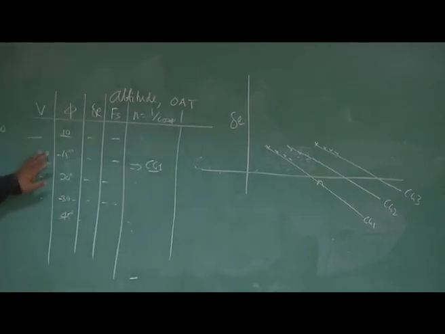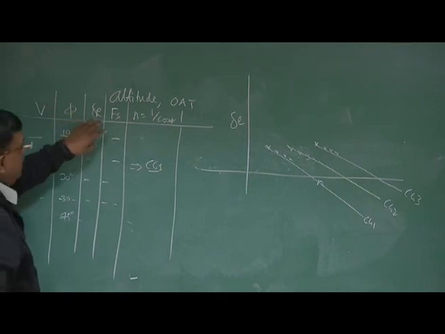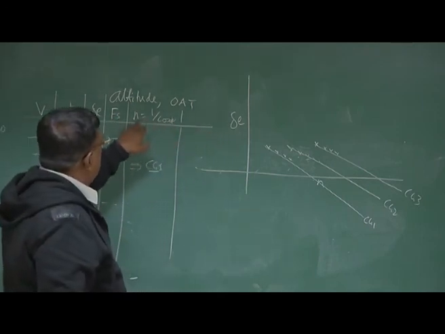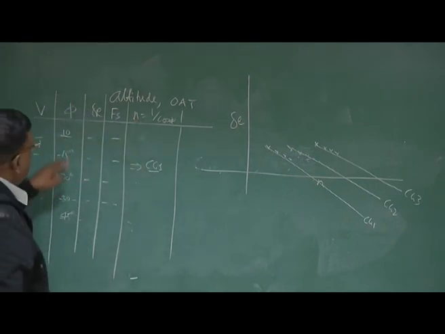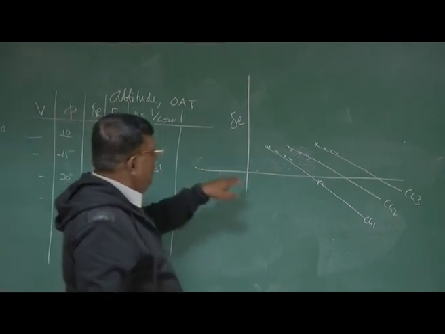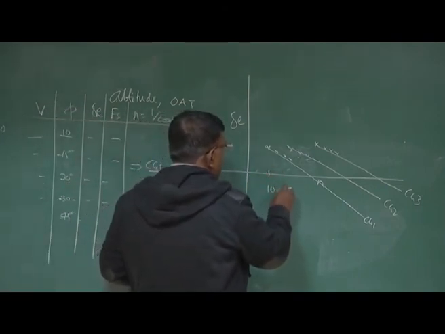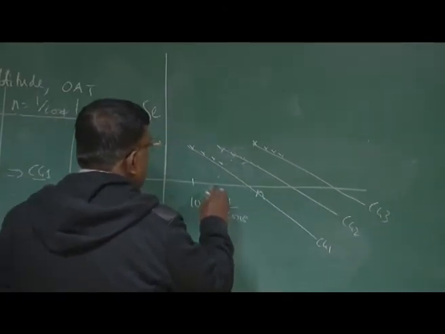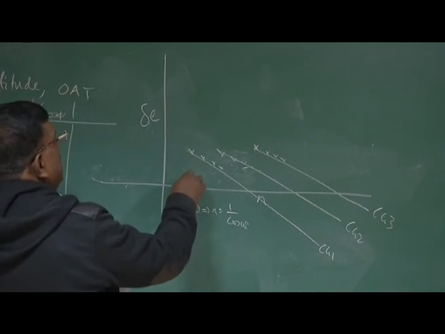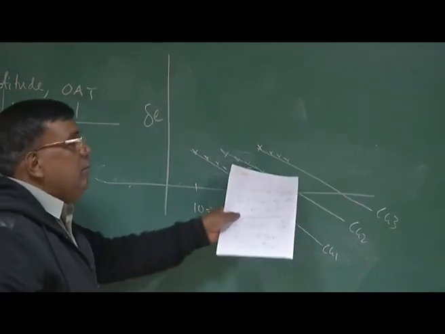For the CG1 combination, one flight, whatever delta E I measured, I put it here, and what is the load factor I am getting because of different bank angle. For 10-degree, some delta E. So for 10-degree, n equals 1 by cos of 10-degree. So I know the n and what is delta E required. Accordingly, I am plotting them. For different CG, I plot like this.